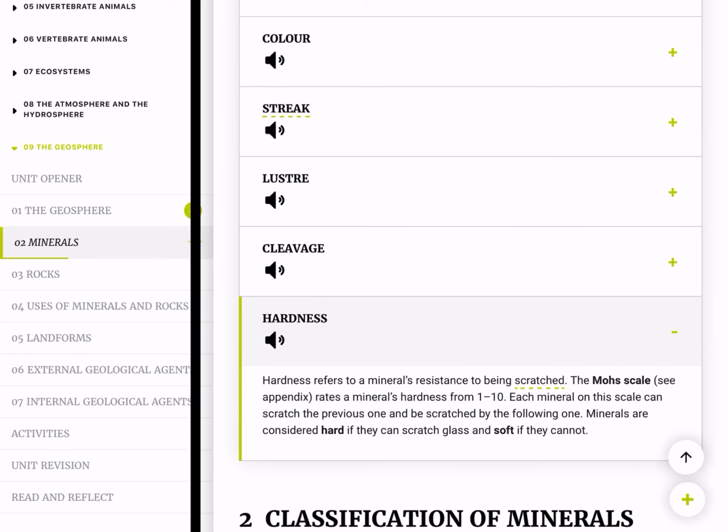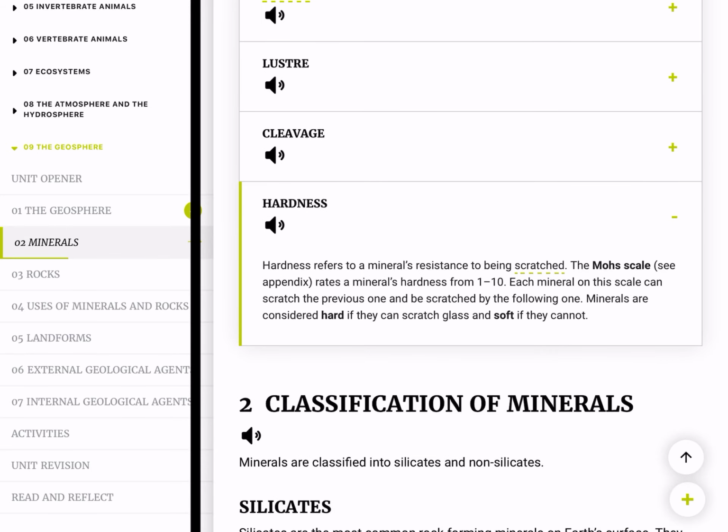And hardness is really interesting because it refers to a mineral's resistance to being scratched. We use the Mohs scale, and the Mohs scale is a scale that rates a mineral's hardness from 1 to 10. 1 is the softest, and the number 10 corresponds to the diamond. The diamond is the hardest.